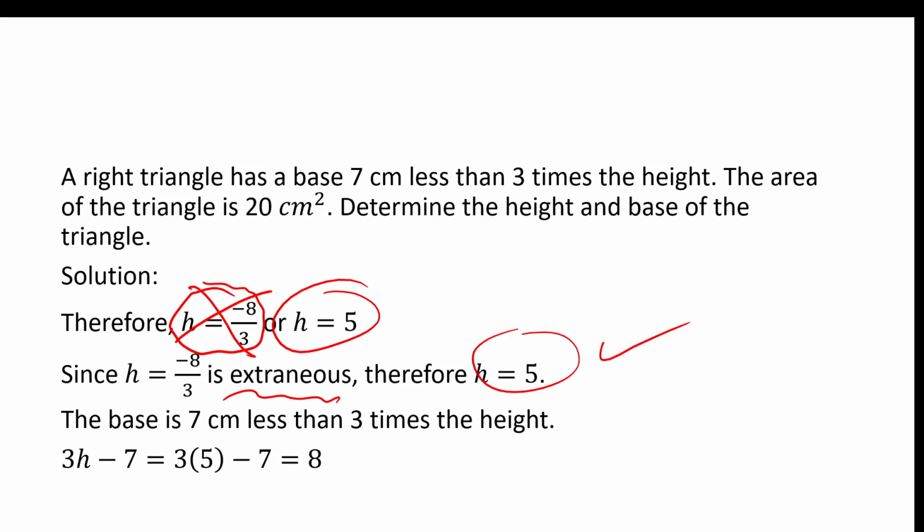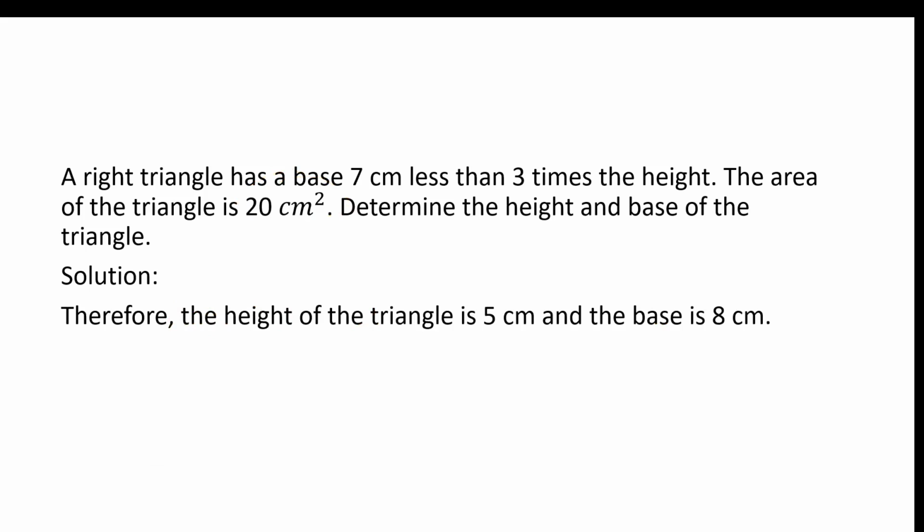Now, the base is 7 centimeters less than 3 times the height. So that means it's 7 less than 3 times 5. Well, 3 times 5 minus 7 is 8. So what's happening is we have a triangle with a height of 5 and a base of 8. It's a right triangle. And the area is 20. And that actually makes sense because 1/2 base times height would be 1/2 times 8 times 5, which in fact is 20. Okay? So therefore the height is 5 centimeters and the base is 8 centimeters.